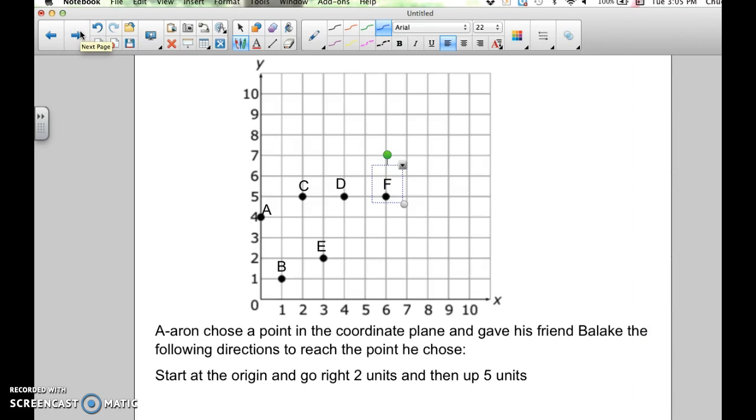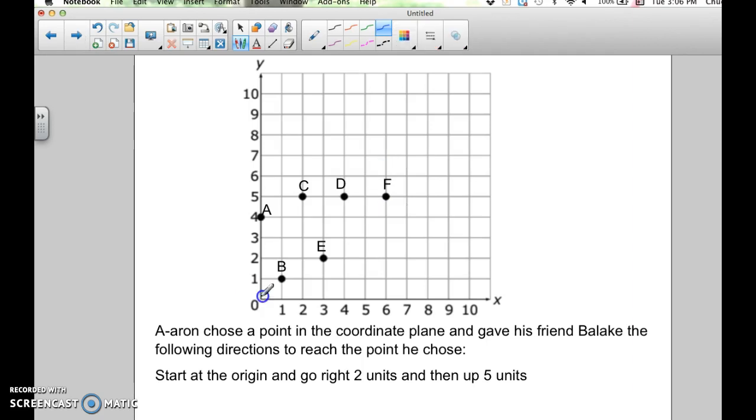Aaron chose a point in the coordinate plane and gave his friend Balake the following directions to reach the point he chose. Start at the origin, go right 2 units, and up 5. Which letter matches those directions? You show me on the board. Kind of show because people are listening. They can't see what you're doing unless you show on the board.